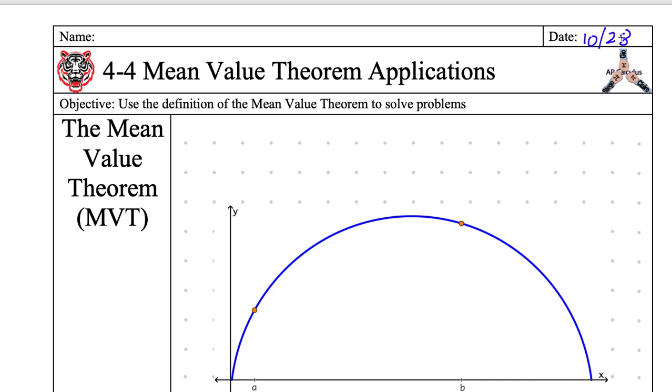What is our objective today? Use the definition of the mean value theorem to solve problems. So MVT rears its ugly head yet again. I shouldn't say ugly, it's a beautiful head. Mean value theorem is pretty fun.